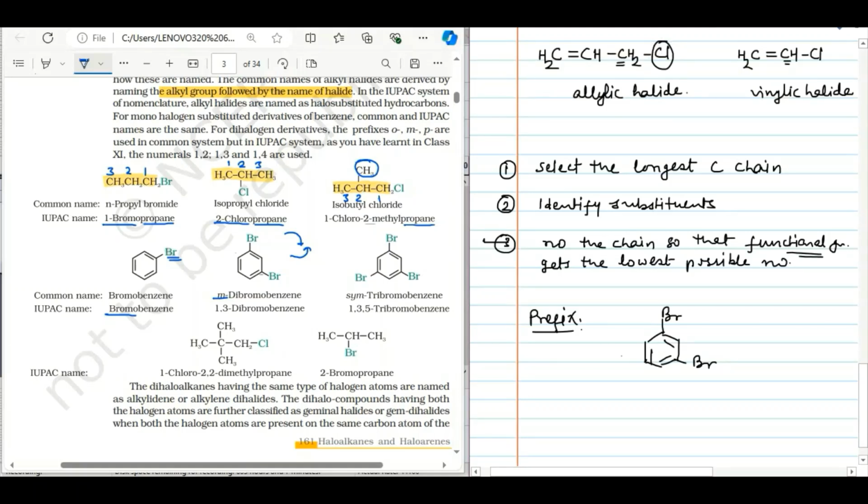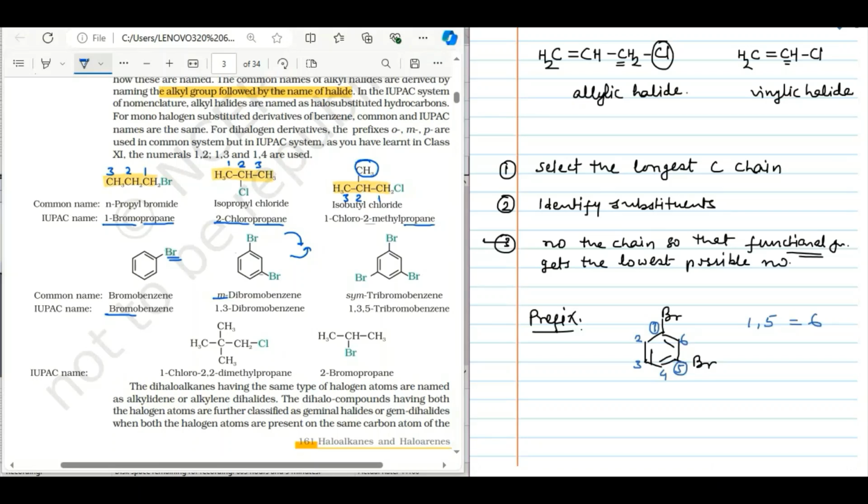So if I number in the anti-clockwise direction, I have to number it from here 1, 2, 3, 4, 5 and 6. So here bromine will get 1 number and 5 number. So the sum of 1 and 5 will be 6.